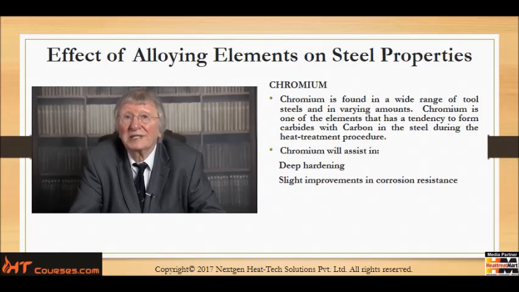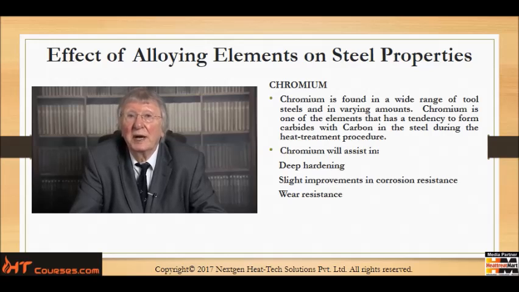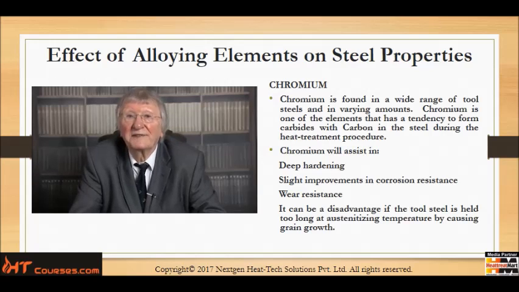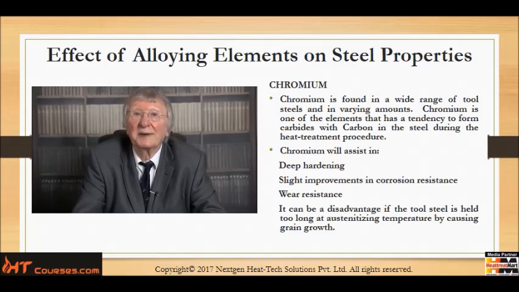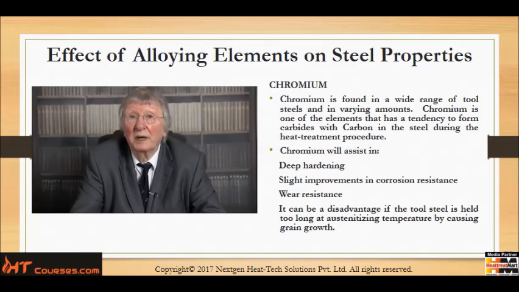There's also a significant improvement in wear resistance. It can be a disadvantage if the tool steel is held too long at the austenitizing temperature by causing grain growth. However, having said that, grain growth will occur as a result of time at temperature. So time and temperature for any steel will affect grain growth.